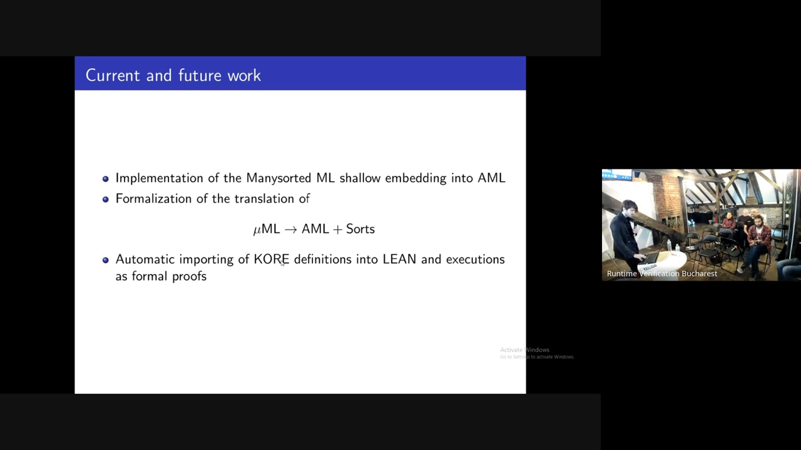And after this, we will work on a system for importing language definitions from Core into the Lean formalization, and then use that in order to actually verify some executions as formal proofs in our formalization.